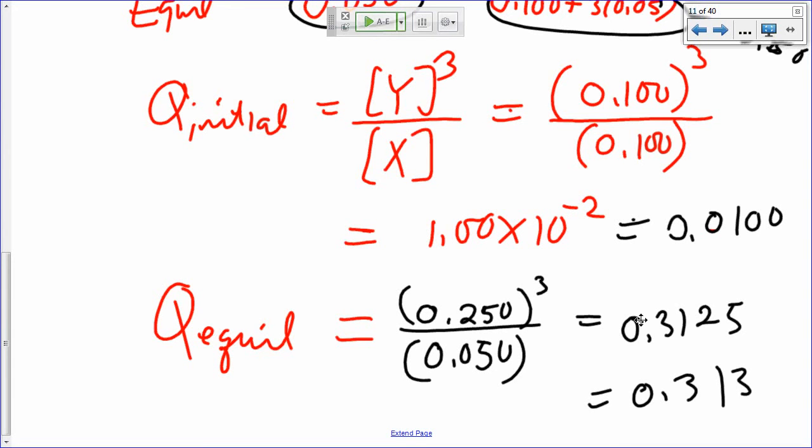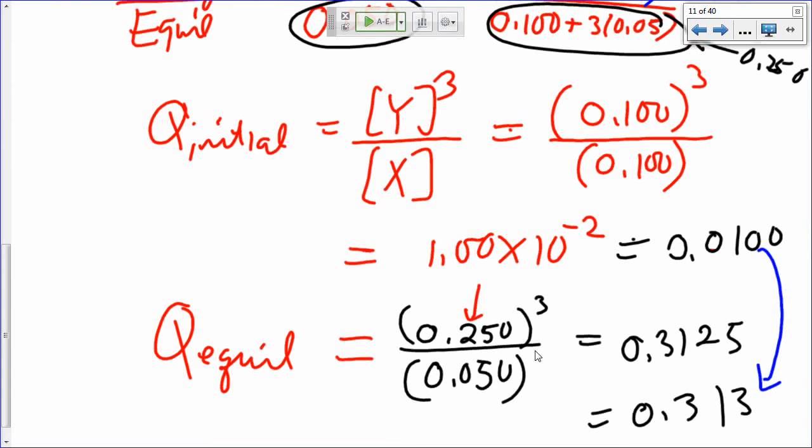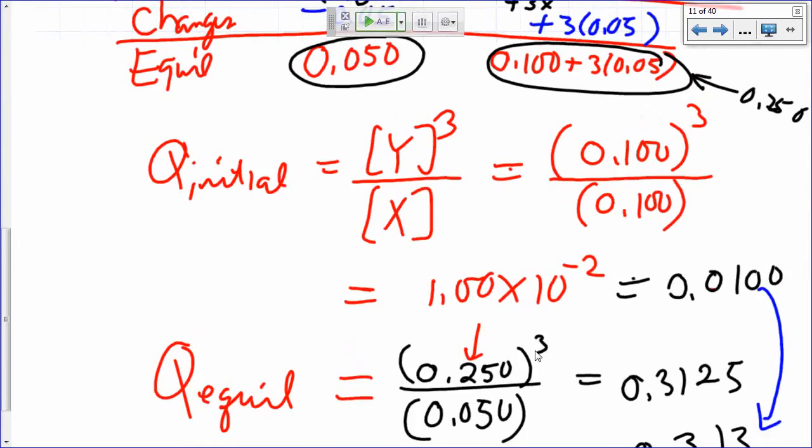So what happened to my Q? From 0.01, it went up to 0.313. It went up or down? You can see that as this reaction goes forward, you're making more numerator, more products. Your Q increases. And so what's the KEQ for this reaction?